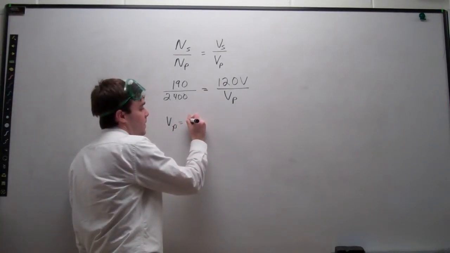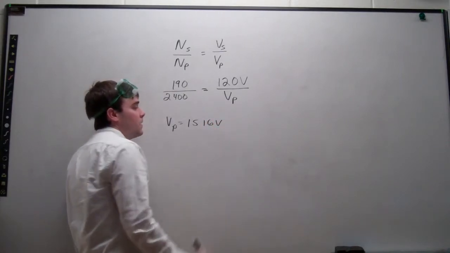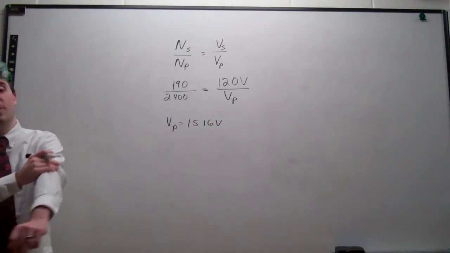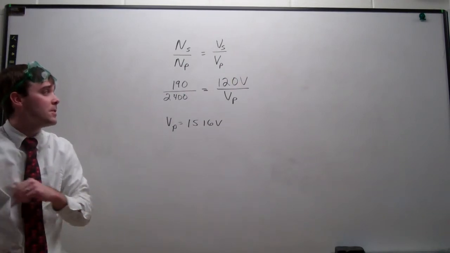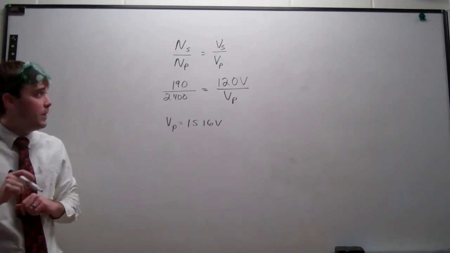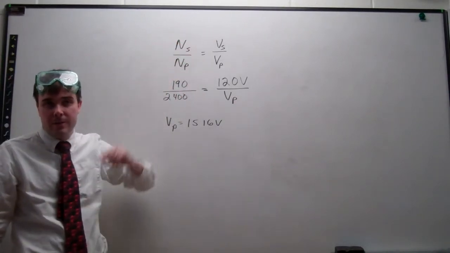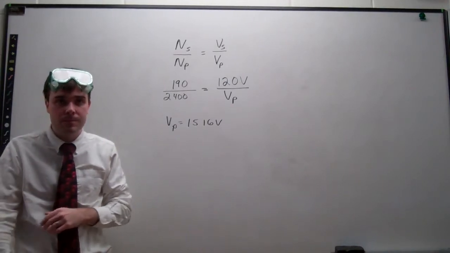515.79. So 1,516 volts. One thing, since it's a step-down transformer, when it says step down, that means your primary should be larger than the secondary. Does that make sense, everybody?